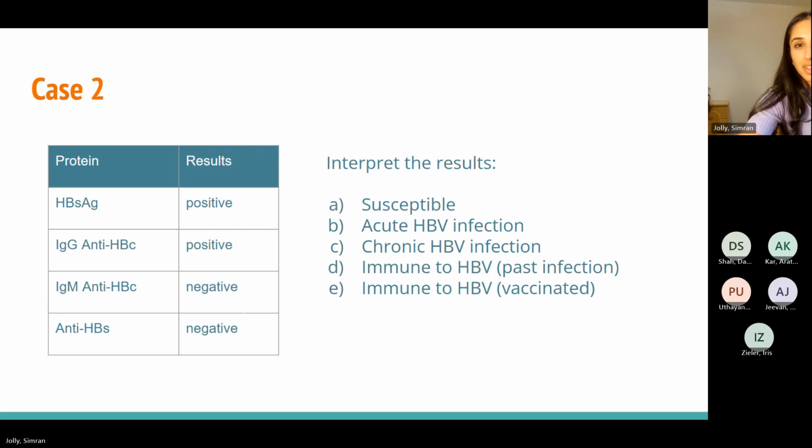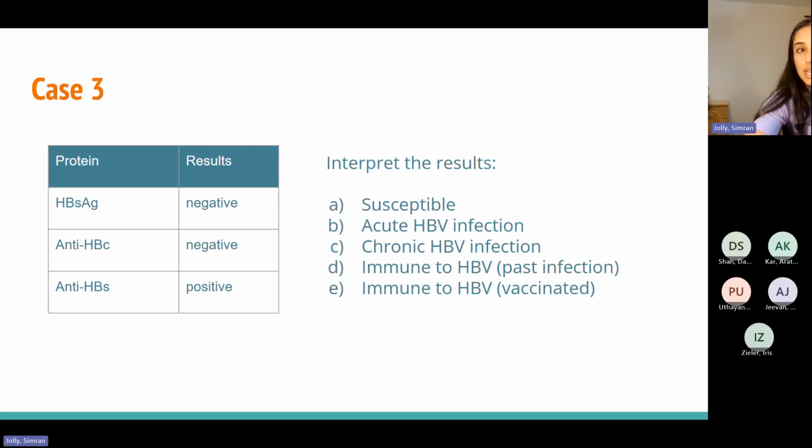Okay, I'll move on. For case 2, if you have a positive antigen, positive IgG, and negative IgM, that implies chronic. So you've got a chronic hepatitis infection because IgG persists, and you've got a current infection. And finally, if you look at the surface antigen is negative, your core antibody is negative, and your surface antibody is positive. That implies you've never had the infection, you've just been exposed to it, so it's likely to be a vaccination.